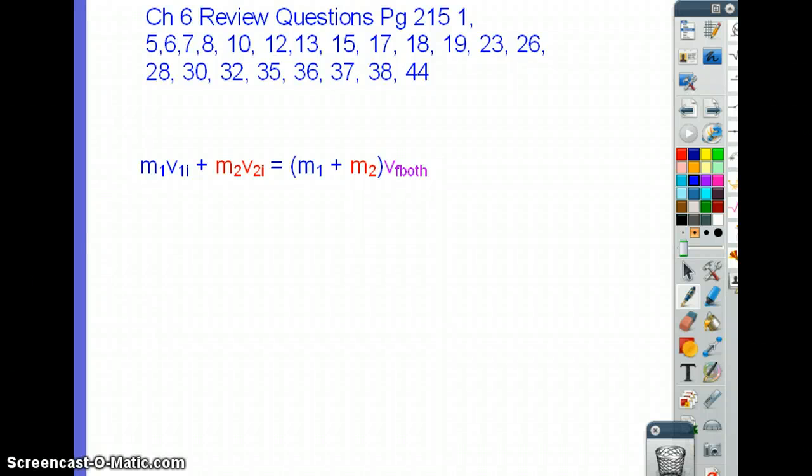Number 23. Here you've got a tennis ball launcher and a tennis ball, and they want to know how fast the launcher is going to move backwards. So it's this equation right here, just in reverse. You've got mass of the launcher and mass of the ball, both of which have a velocity of 0 in the beginning. So, I mean, this is the initial part.